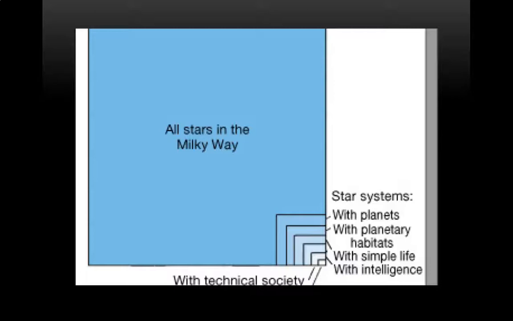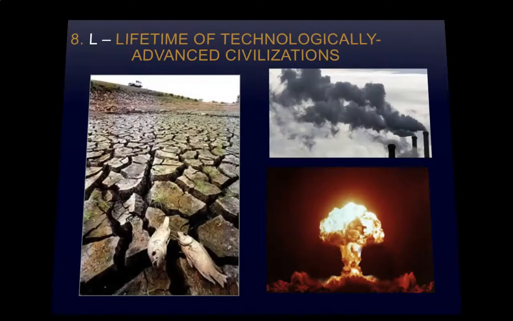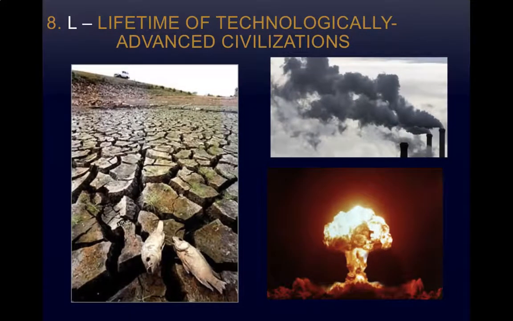But there's one last term, and it's the term that not many people really ever think about or contemplate, and it may be the key to this whole thing. The lifetime of a technologically advanced civilization. Once you develop the technology necessary to communicate throughout the galaxy, what happens to your civilization? Does it come together and solve problems, or does it destroy itself? And based on what we've seen so far of our own world, it's very much in debate.